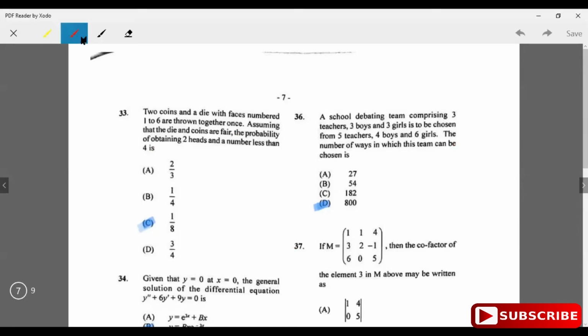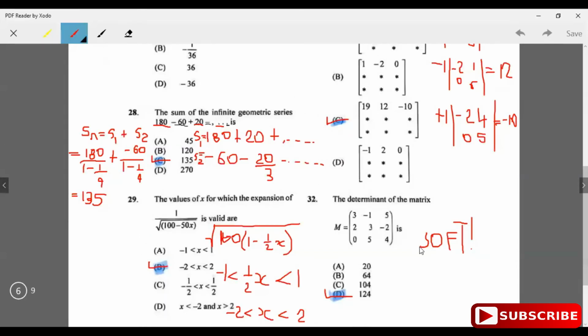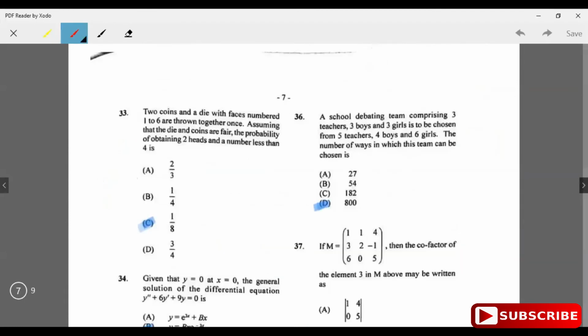It says 2 coins and a die with faces numbered 1 to 6 are thrown together once. Assuming that the die and the coins are fair, find the probability of obtaining 2 heads and a number less than 4. So there are 3 events taking place, and we want the probability that all 3 events occur together.